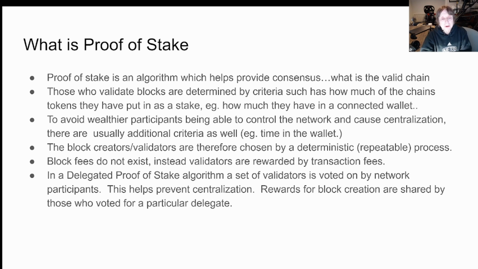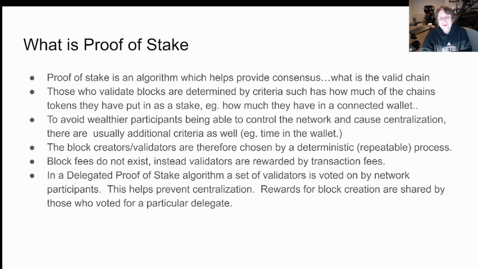To avoid wealthier participants being able to control the network and cause centralization, there are usually additional criteria as well. I mean, if you have pure proof of stake, if someone puts enough stake in, they can literally control the network, which is obviously not desirable. Block creators or validators are therefore chosen by a deterministic, repeatable process. Block fees do not exist. Instead, validators are awarded by transaction fees.